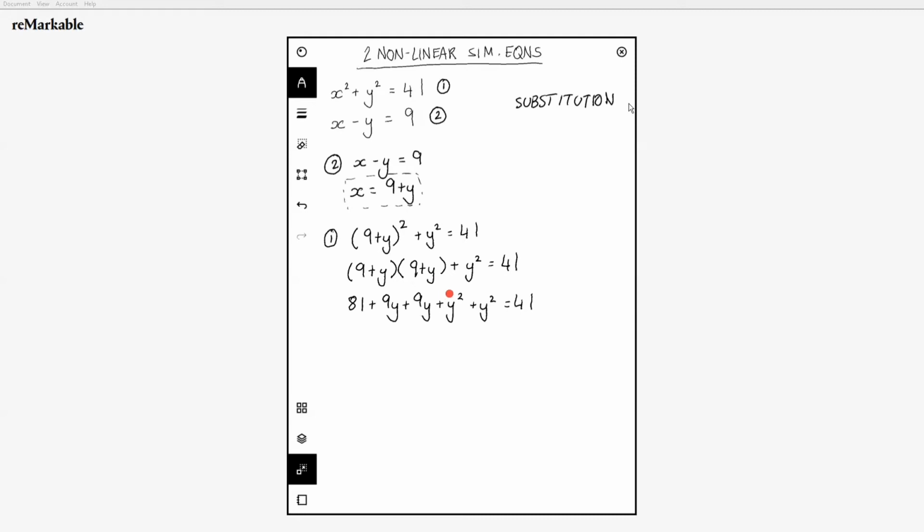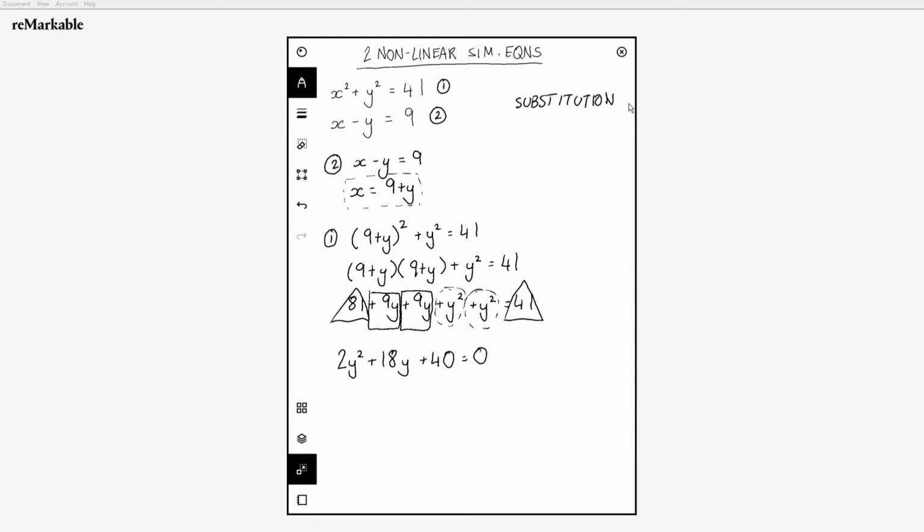So if we group, I'll put circles around the y squareds, squares around the y's, and then triangles around the numbers. And then we know what we're grouping together. So the y squareds form 2y squared plus 18y. And obviously in this case, you're going to have to bring the 41 over here, which means you're going to have to take it away from the 81, which means that we get plus 40.